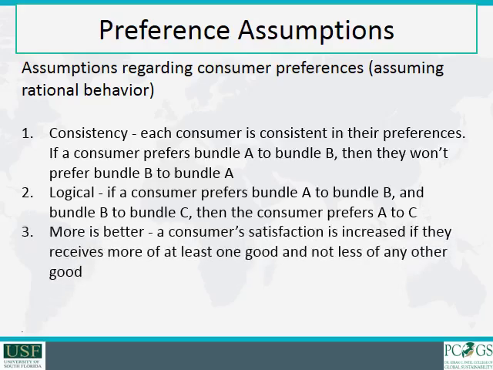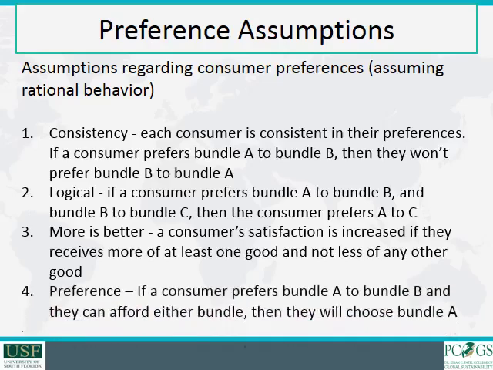The third assumption is the more-or-better concept. Here, a consumer's happiness is increased if he or she receives more of at least one good and not less of any other good. And the final assumption is that consumers will choose the bundles that they prefer. If a consumer prefers bundle A to bundle B, and he or she can afford either bundle, then he or she will choose bundle A.